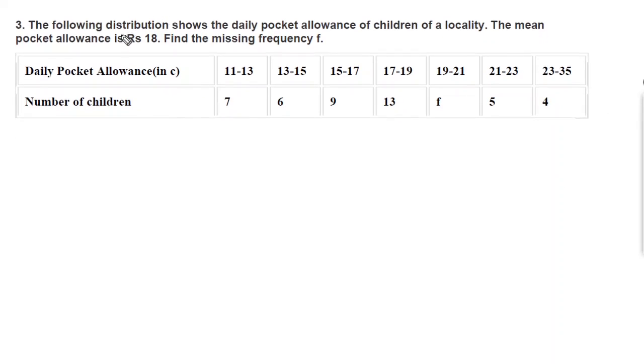Here it is. The following distribution shows the daily pocket allowance of children of a locality. The mean pocket allowance is 18. So here the mean is given, that means x bar, our mean, is given here. Find the missing frequency f.